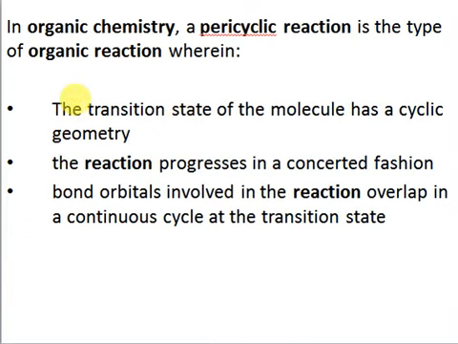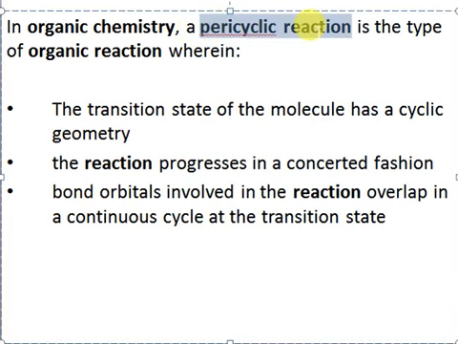Right. So a pericyclic reaction involves formation of a cyclic transition state. The reactions are concerted, and the orbitals involved in the pericyclic reaction overlap in a cyclic transition state, right? So the transition state is formed when the orbitals overlap in a cyclic manner, right? Such types of reactions are called pericyclic reactions, right? So I hope you have understood the three types of reaction mechanisms.